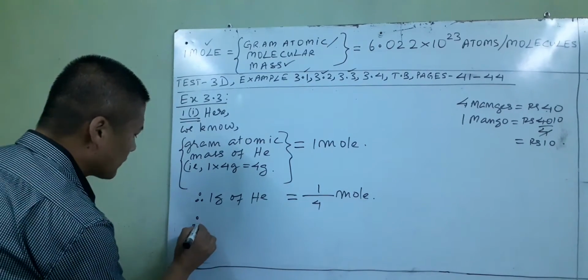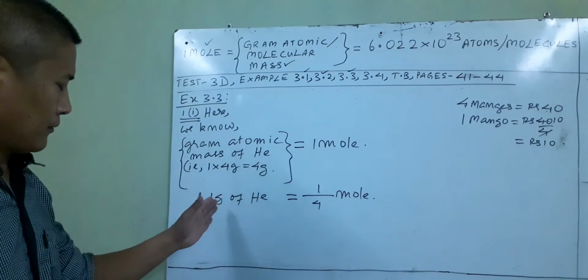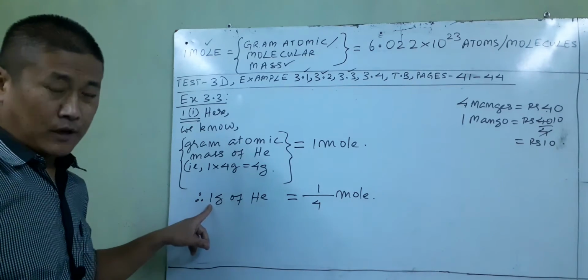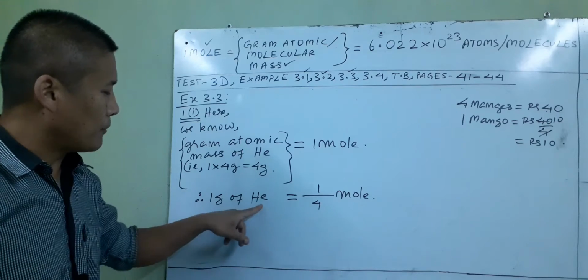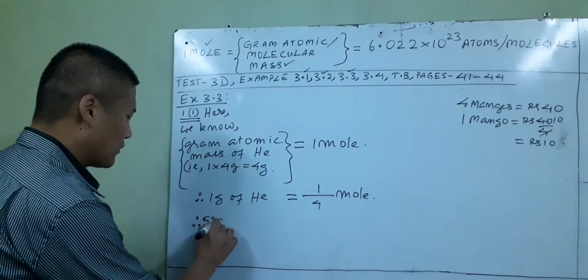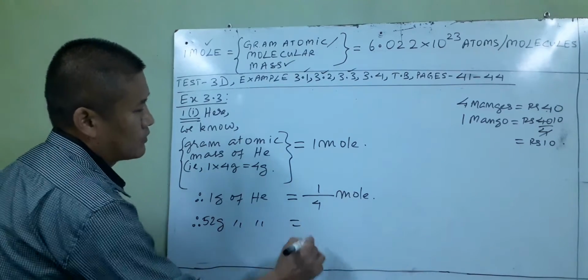Now, but the question is asking not for 1 gram, but 52. So why did we get it for 1 gram? Because if you get it for 1 gram, you can get anything after that. That's why it helps us to find 52 grams of helium. That's what the question is asking.